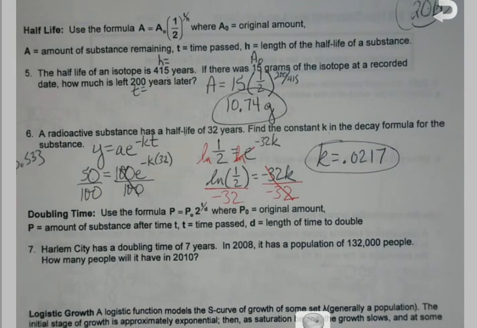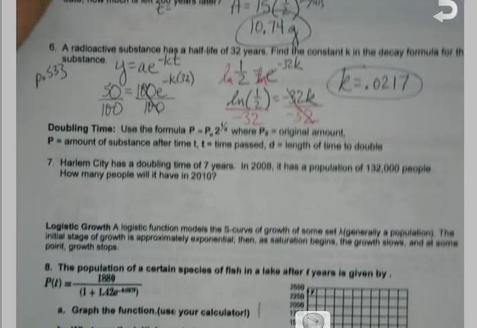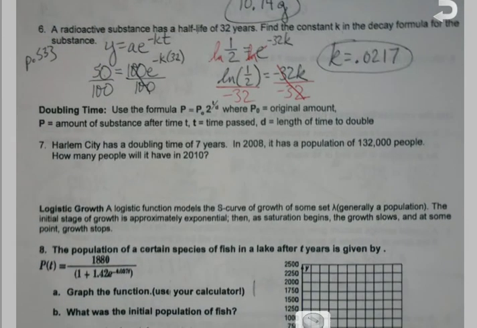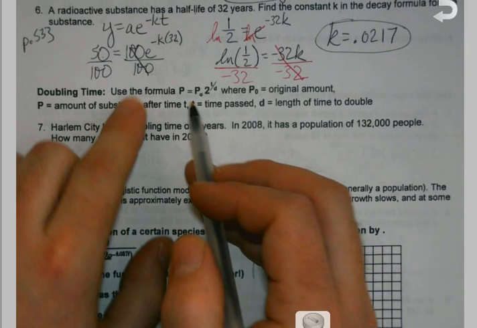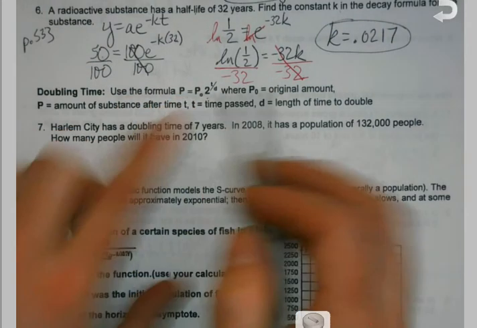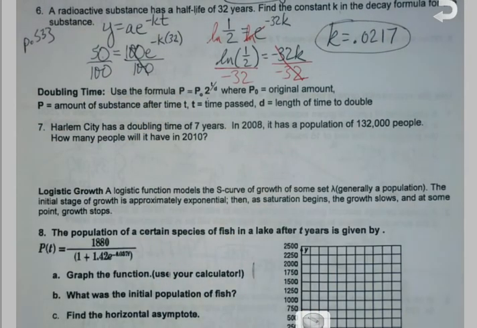I'm actually going to wait on... Can I do doubling time? I can do doubling time and save logistic for tomorrow. Okay. Because then I'm going to go trimming the assignment here if you didn't see that up on the board already. So, all right. Use the formula here, and it gives me all my information. So let's see what we got here.